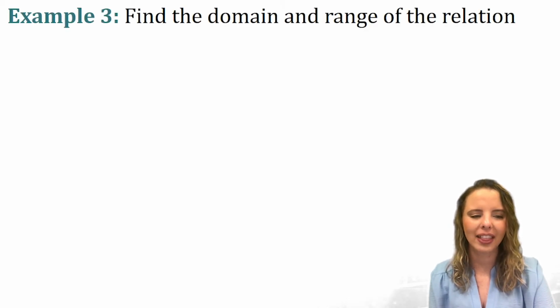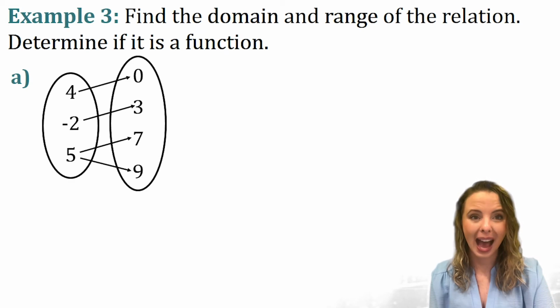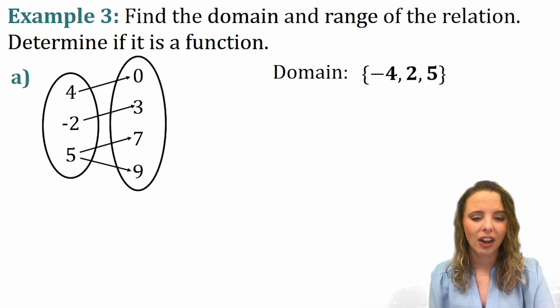Example 3, we want to find the domain and range of the relation, and we're going to determine if it's a function. This time we have a map. So, each line pairs an x with a y. So it's 4 is paired with 0, 2 is paired with 3, 5 is paired with 7, and 5 is paired with 9. So let's find our domain. 4, -2, and 5. Our range, 0, 3, 7, 9.